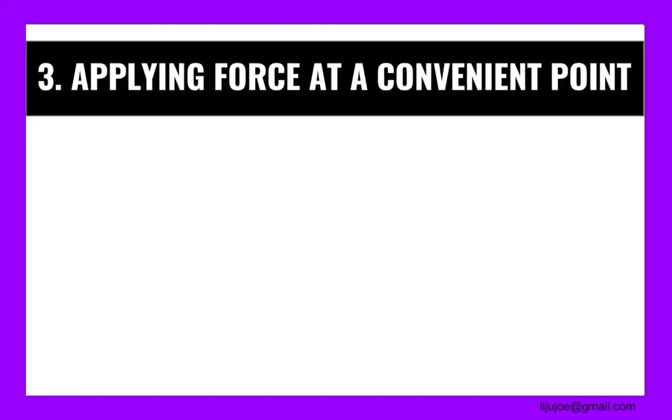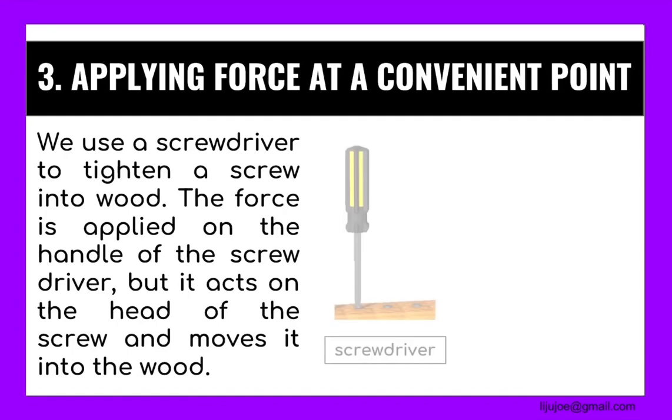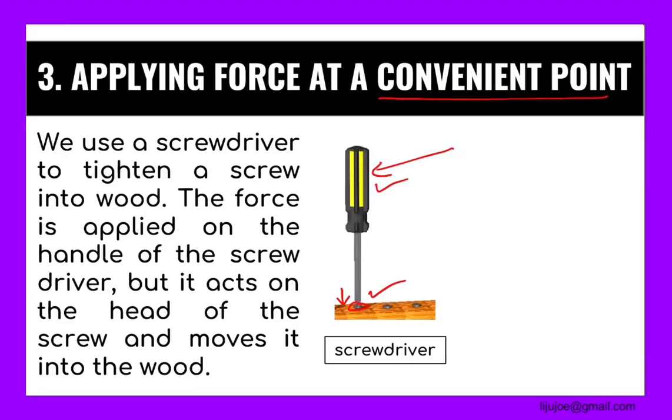A third use of a machine: applying force at a convenient point. The example for that is a screwdriver. We use a screwdriver to tighten a screw, maybe into wood or some other material. The force is applied on the handle part of the screwdriver, but this force acts on the head of the screw and it moves into the wood. So we apply force at the convenient point, which is over here, but the force is actually acting on the screw. Okay, that is the third use.